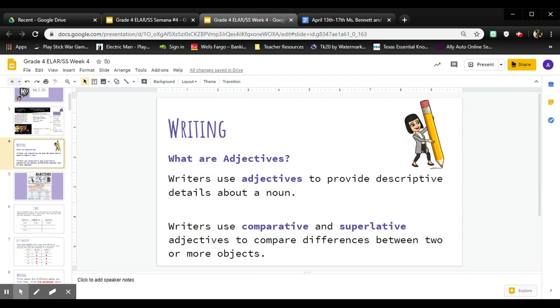So, in writing, we have a thing called adjectives. What are adjectives? Writers use adjectives to provide descriptive details about a noun. So your adjectives are used to describe a noun. Remember that a noun is a person, place, or thing. Writers use comparative and superlative adjectives to compare differences between two or more objects. So comparative is two, and superlative is more than two.